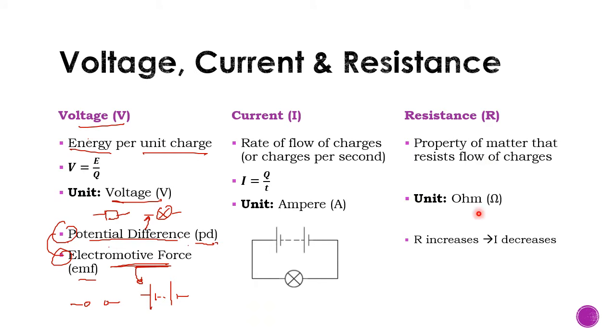Basically, because there is resistance, the current decreases a bit, but it's also the reason why components can take energy from the charges. So if the resistance increases, the current decreases. If the resistance decreases, the current increases.